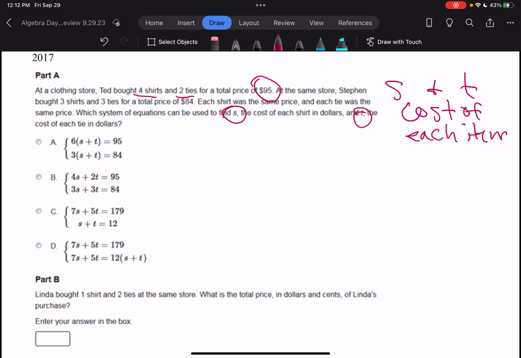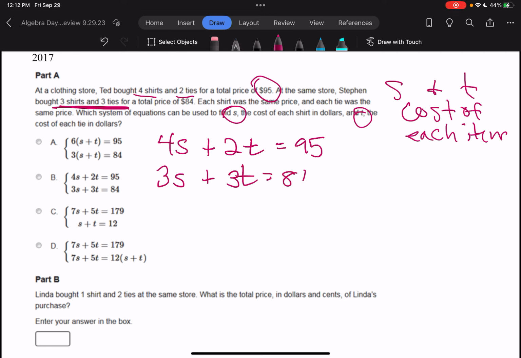So we have 2 people who bought shirts and ties, and they had different numbers of shirts and ties, but they are at the same store. So the cost per one should be the same. I'm going to write Ted's equation as 4 times the cost of a shirt plus 2 times the cost of a tie gives me $95. Then my friend Steven got 3 shirts, so 3 times the cost of a shirt plus 3 times the cost of a tie equals $84. This, therefore, is my system of equations.